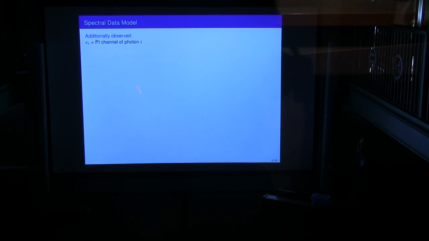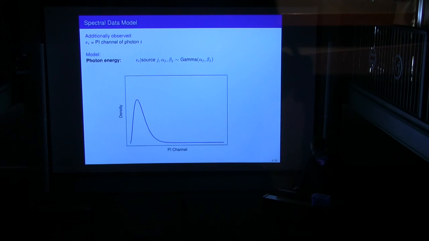So for each photon, we observe E_i, which is the PI channel of the photon. And for a given source, we assume that the spectral distribution is just a gamma distribution. So here's an example. It's just a very simple distribution. Here, we're just modeling the very basic shape of the spectral distribution. We're not including the RMF or the ARF or anything. It's just a very basic gamma distribution, and it has two parameters, alpha and beta. We have priors for those, but I haven't written them here.